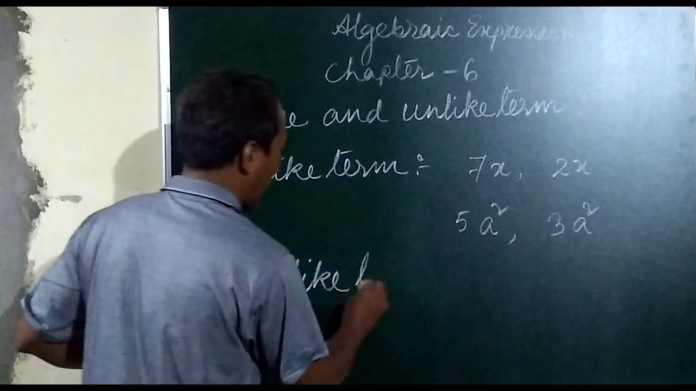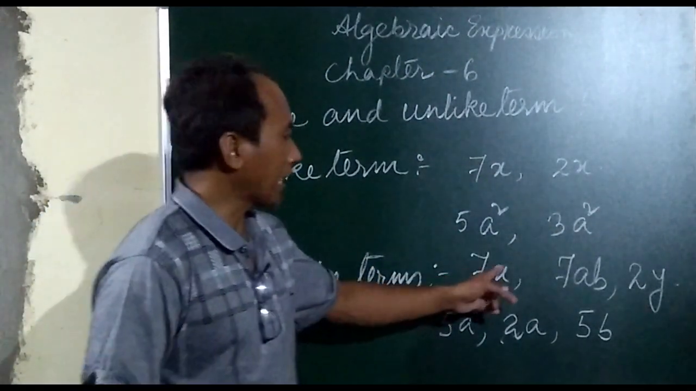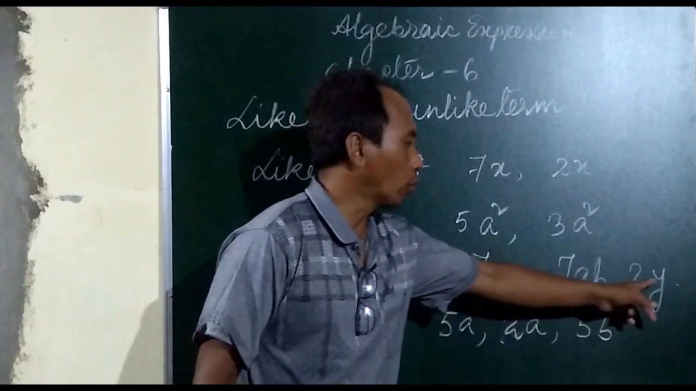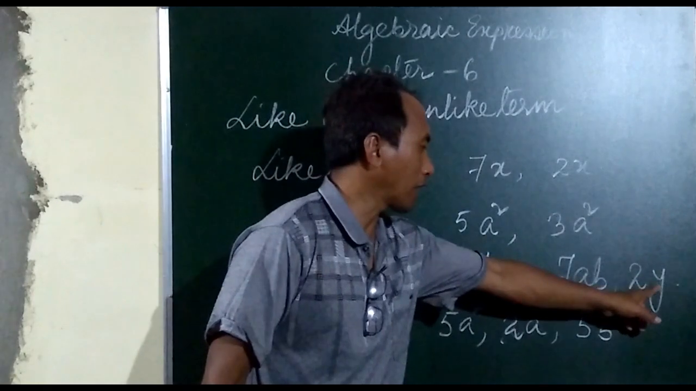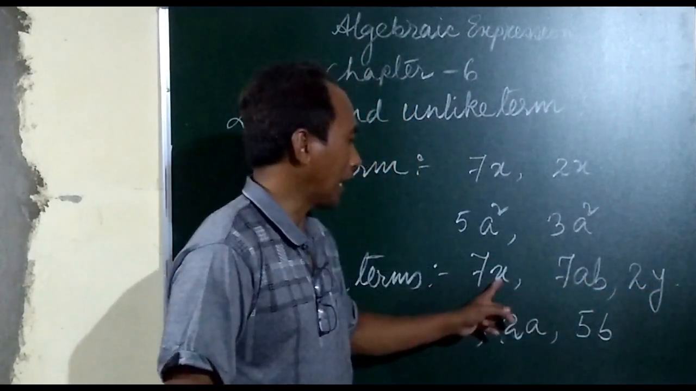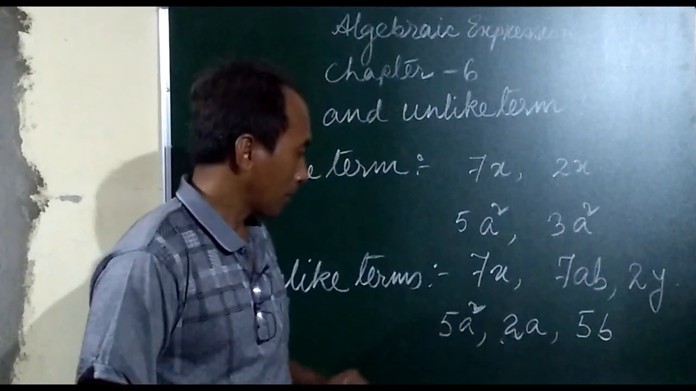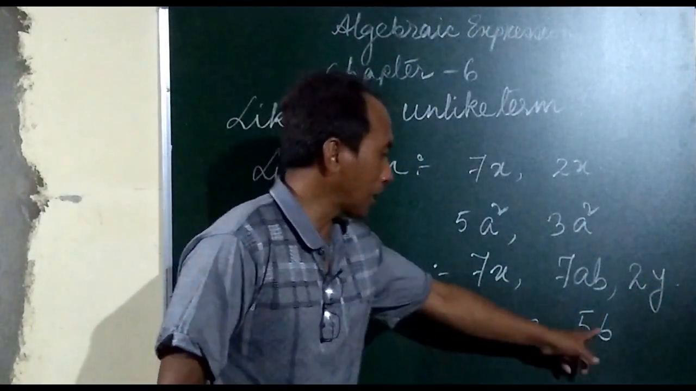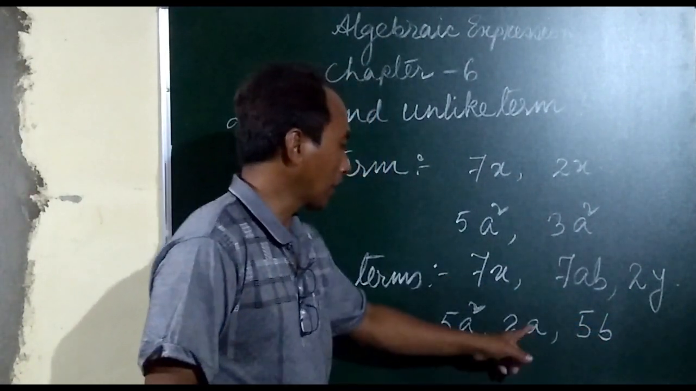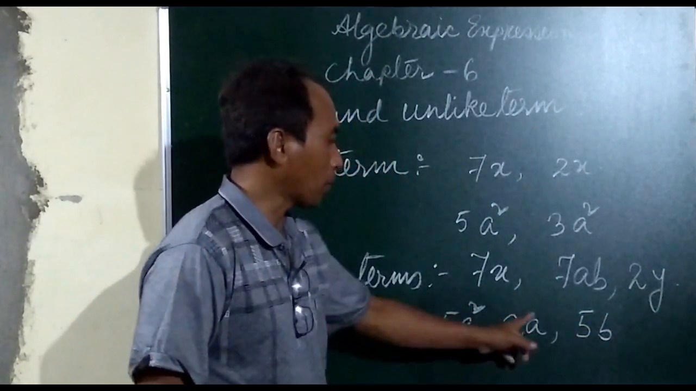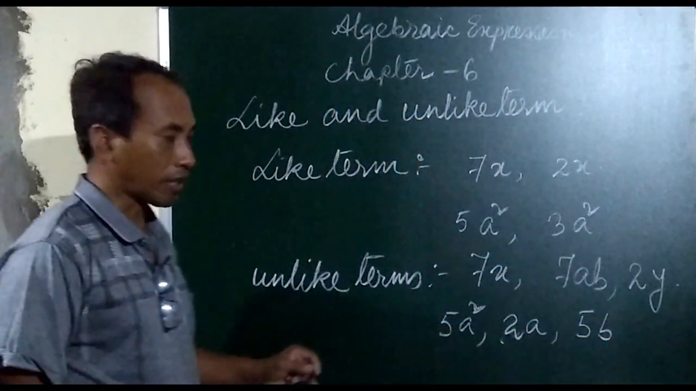Now we will study about the unlike terms. So here what do we see in unlike terms? 7x, 7ab, 2y. Here the coefficient may be same, but the literal numbers are not same. Here you see y, here ab, here x. Here all of the literal numbers are not same. Here the literal number may be same, but the powers are not same. Here the literal number is not same. Here the literal number, these two are same, but the powers are not same. So these type of numbers are called unlike terms.